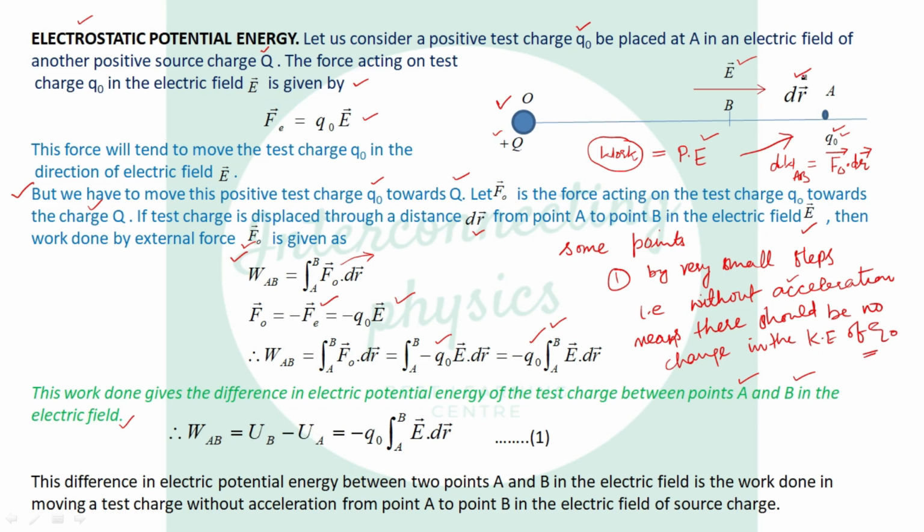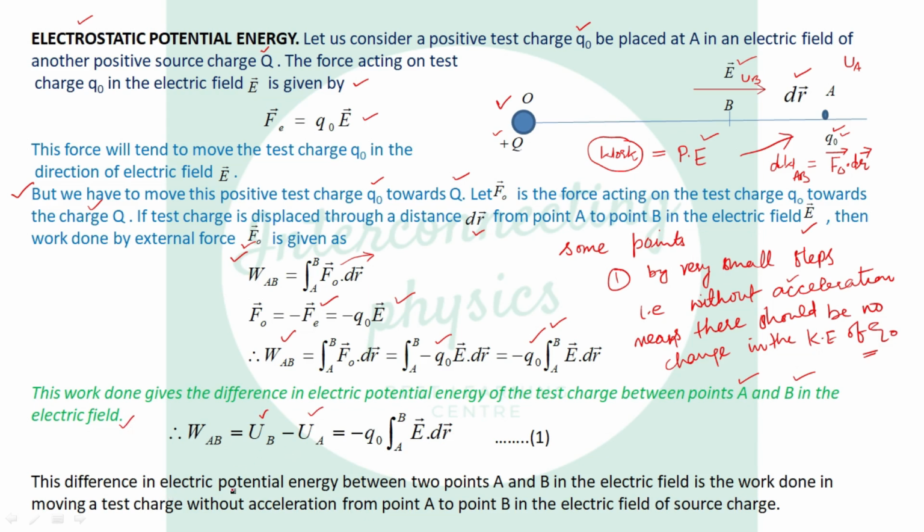Why difference? Because we have 2 points. If the electrostatic potential energy of the test charge at point A is UA and at point B is UB. So we have 2 points and what are we doing? We are bringing this Q naught from A to B through very small displacements, that is dr vector. So this work done will be stored as the difference in electric potential energy of the test charge between points A and B, that is UB minus UA in the electric field.